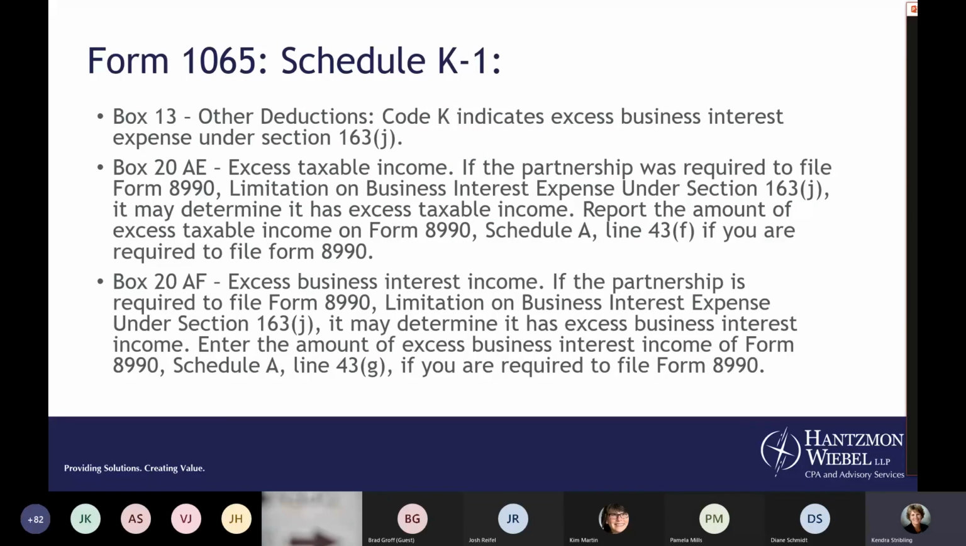The Partnership Form 1065, Schedule K-1, reports the following items if 163(j) applies. In box 13, they'll pass through other deductions, code K, any excess business interest expense. And then if the partnership was required to file 8990, it may determine it has excess taxable income and/or excess business interest income to pass through to the partners. This would be reported in boxes 20AE and 20AF and used in the individual's Form 8990 reporting.